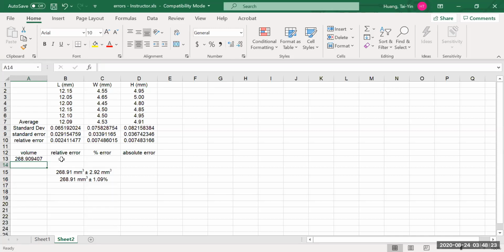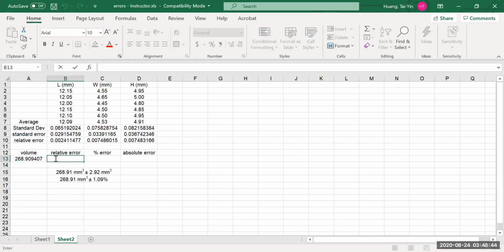How do we calculate relative error? Remember, volume is not a directly measured quantity. We have to use error propagation. For error propagation, you can actually follow the steps in the analysis, step 5 in the analysis in activity 1. It shows you how to do that.